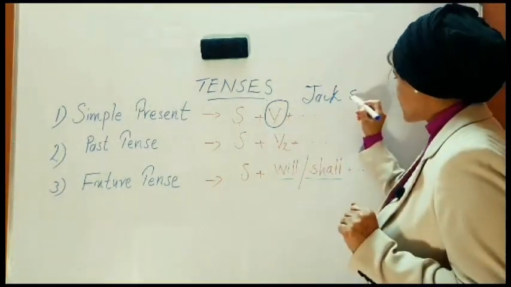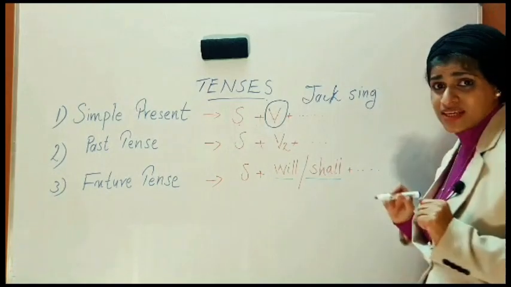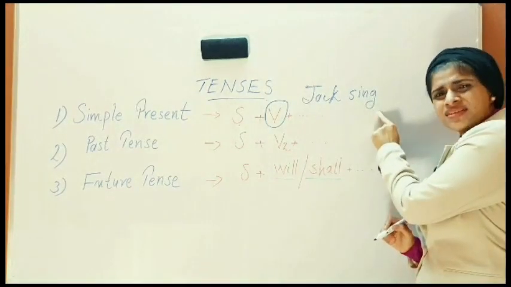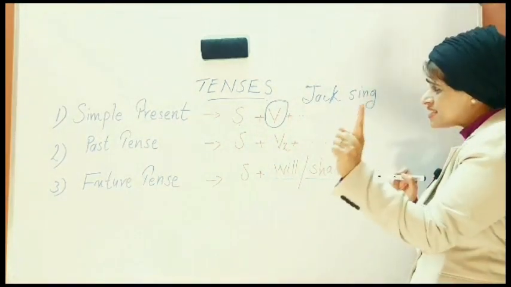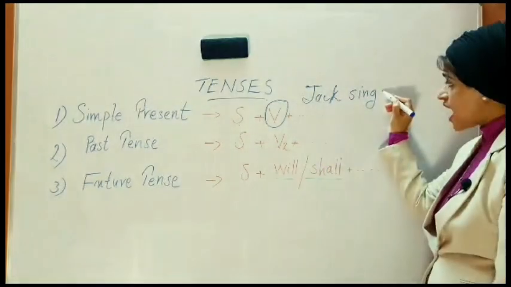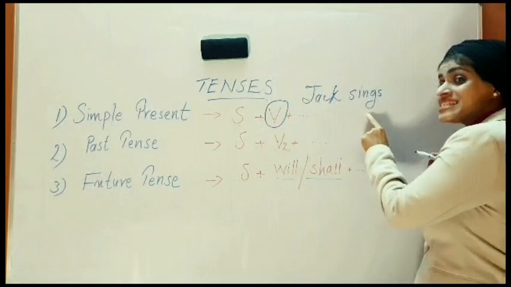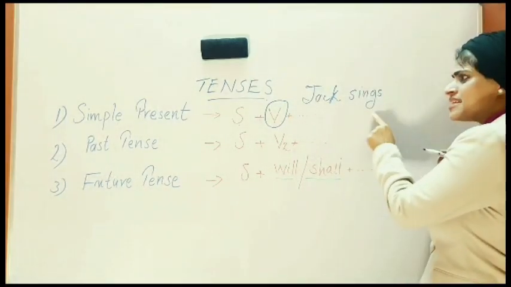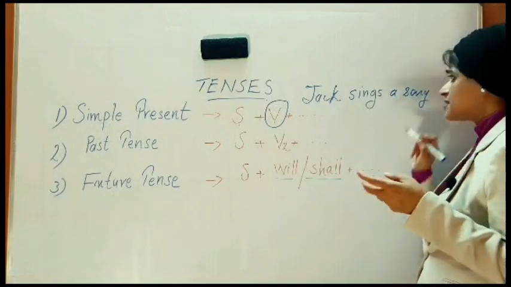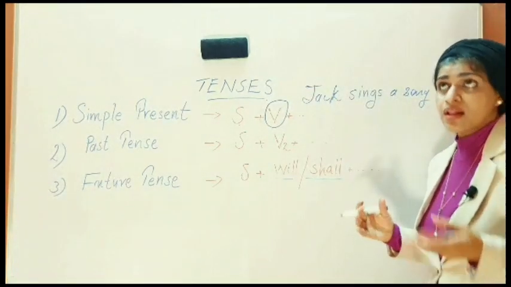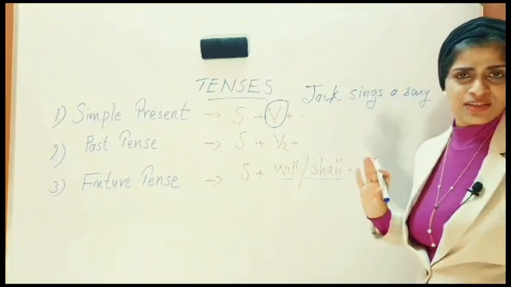Jack sing. But you know guys, I really want to add one point here. Jack sing. There is a mistake. You know what? Because Jack is one person. It's a singular subject. So I have to add s here. Then only it will be correct. So Jack sings. Jack sings, and I can say a song, or Jack sings well, Jack sings very well, Jack sings an old song, anything that you want to add there.